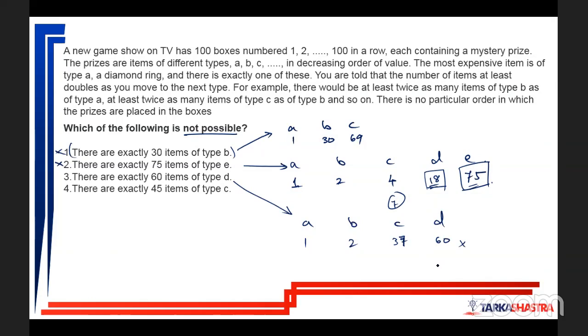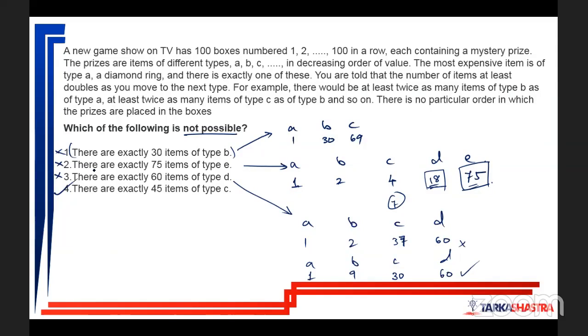If this is, so A, B, C, D, if this is 60, this has to be 30, and it has to be 30 or less than 30. A is 1, it is given to us. Now B would be the remaining value, that is 9. Okay, here again all the conditions are satisfied. B is more than twice of A, C is more than twice of B, D is twice of C. So all the conditions are satisfied. So this is also possible, and this is not your answer. And so fourth has to be your answer.